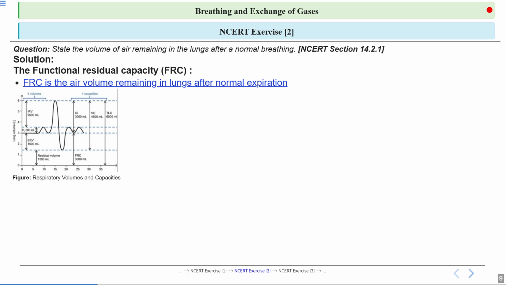So when you add ERV and RV, this part ERV, that is 1500 ml, and RV, that is 1500 ml, it becomes 3000 ml, right? Functional residual capacity is ERV plus RV. Okay.